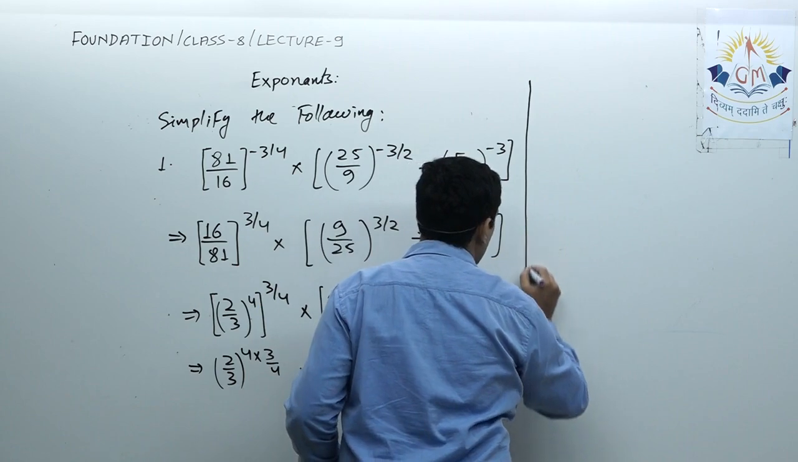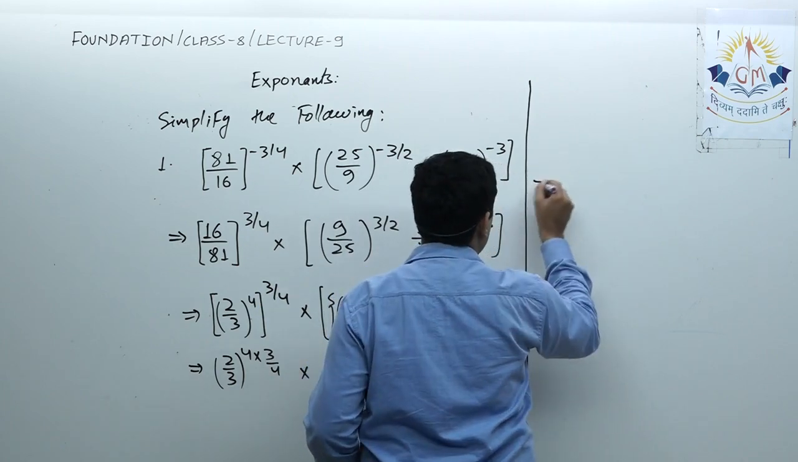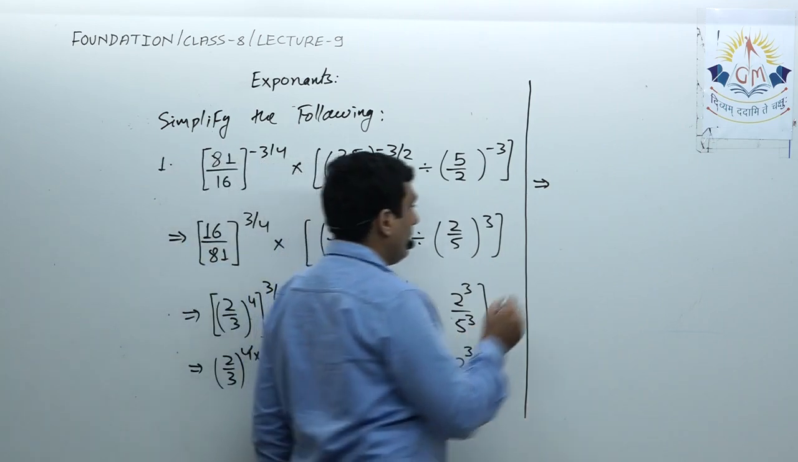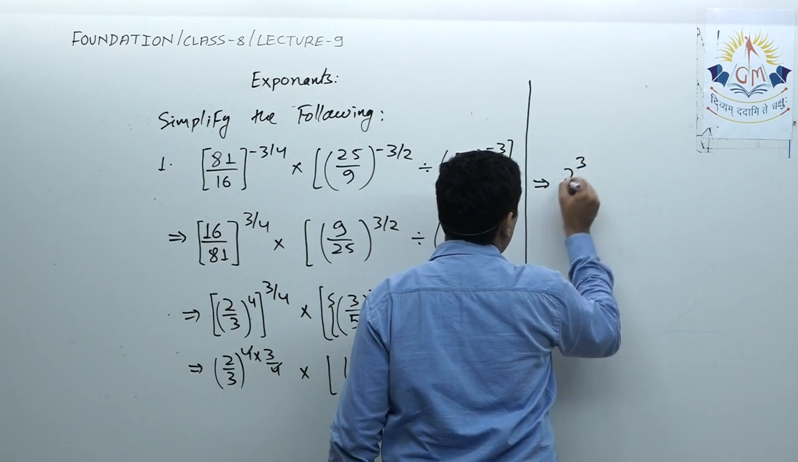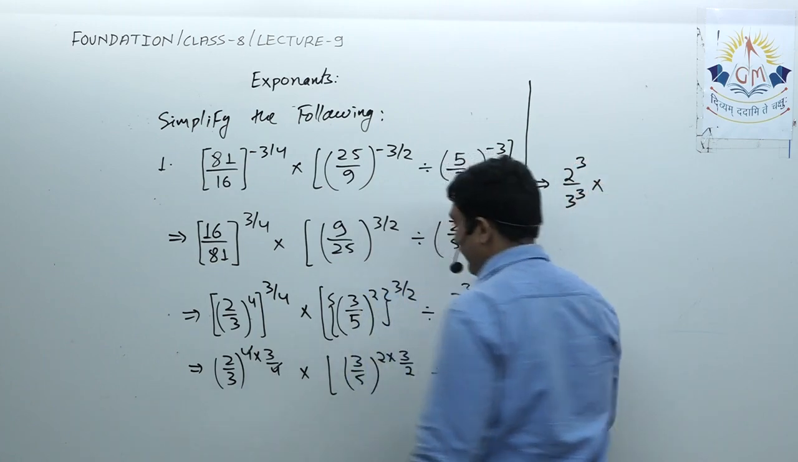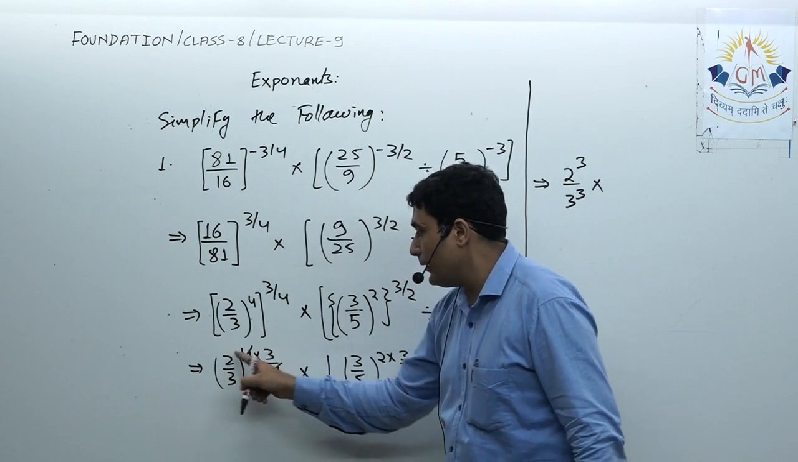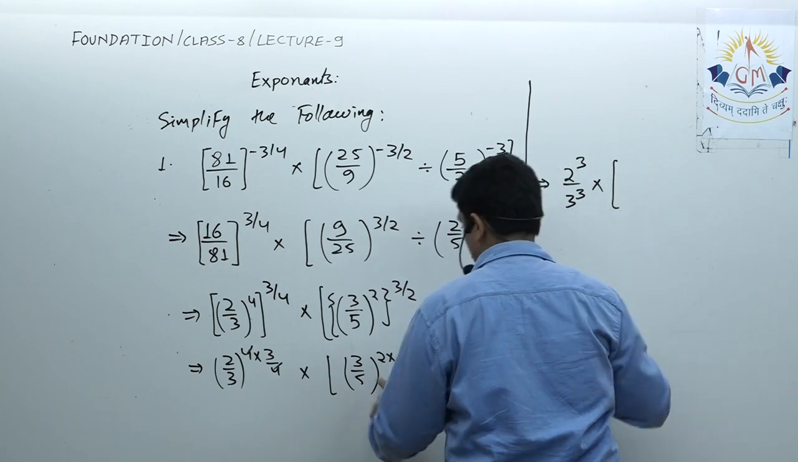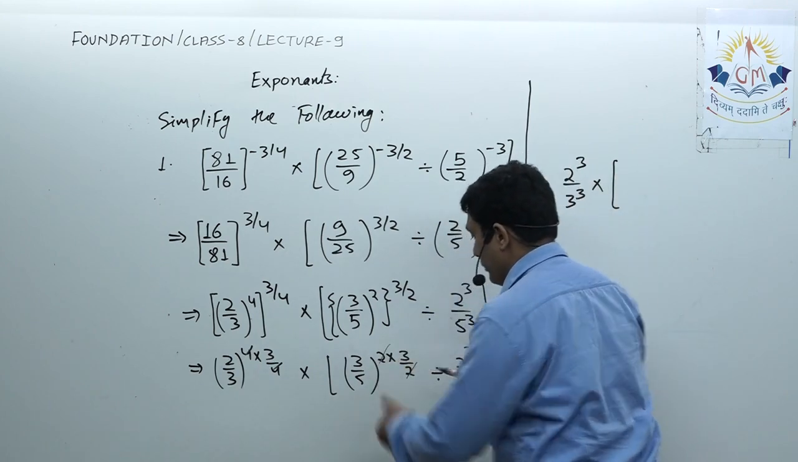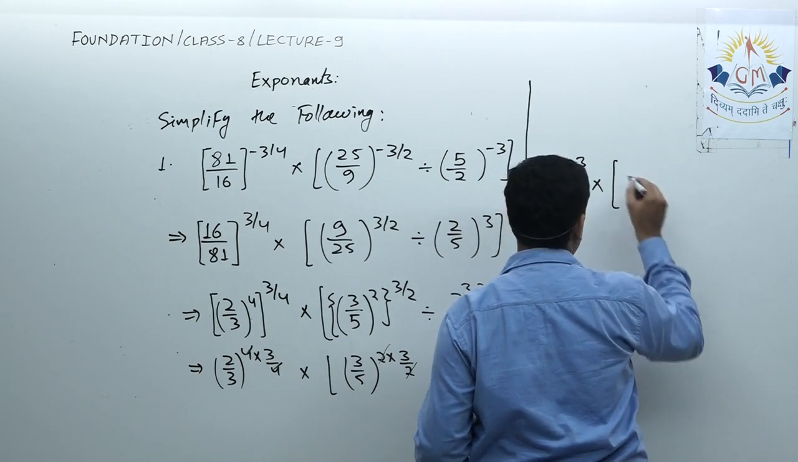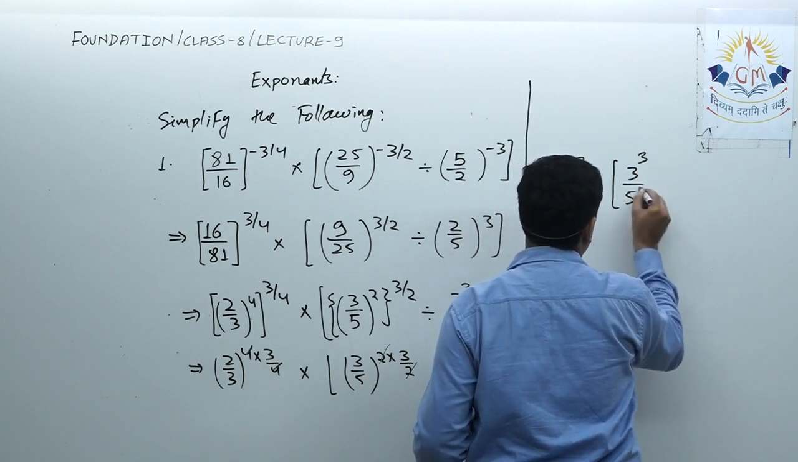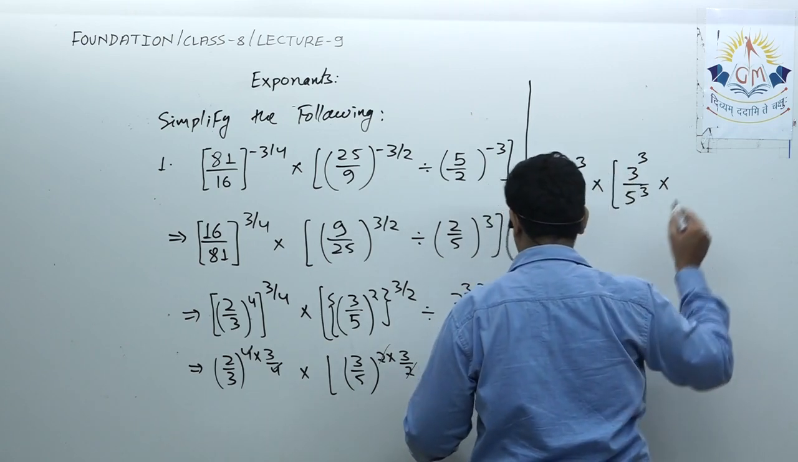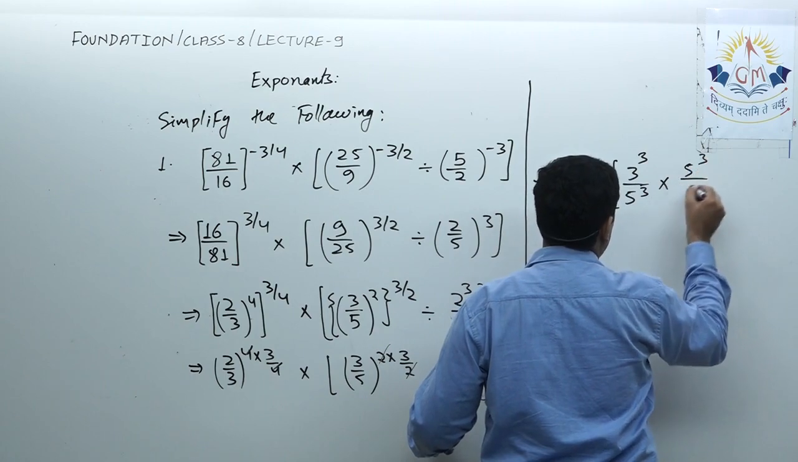Now further we solve over here. See, this 4 and 4 I can cancel, so 2 cube upon 3 cube, multiplied by, okay, (2/3)^3, that is 2 raised to 3 upon 3 raised to 3. Now over here again, I can cancel this 2 and 2, so 3 raised to 3 upon 5 raised to 3. Now this divide sign I will convert into a multiplication sign, so I will get 5 raised to 3 upon 2 raised to 3.